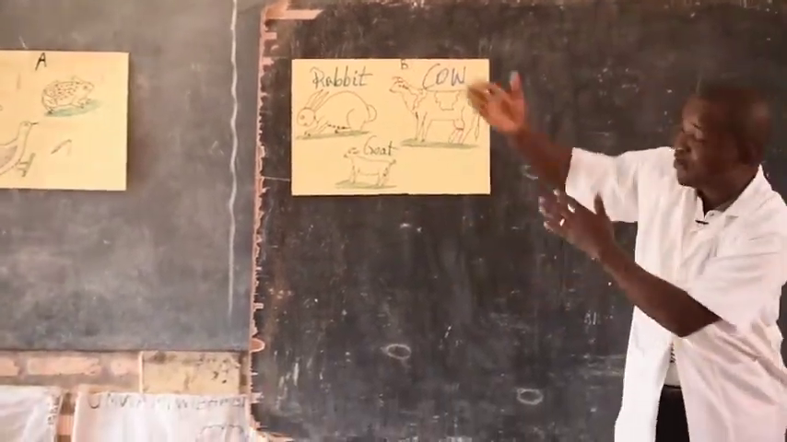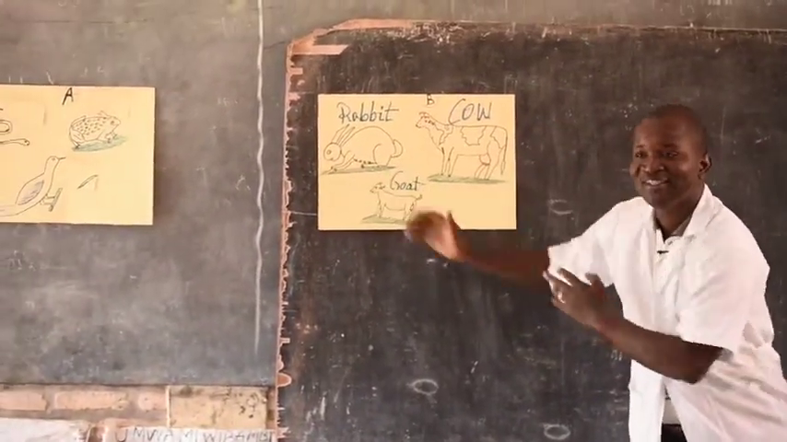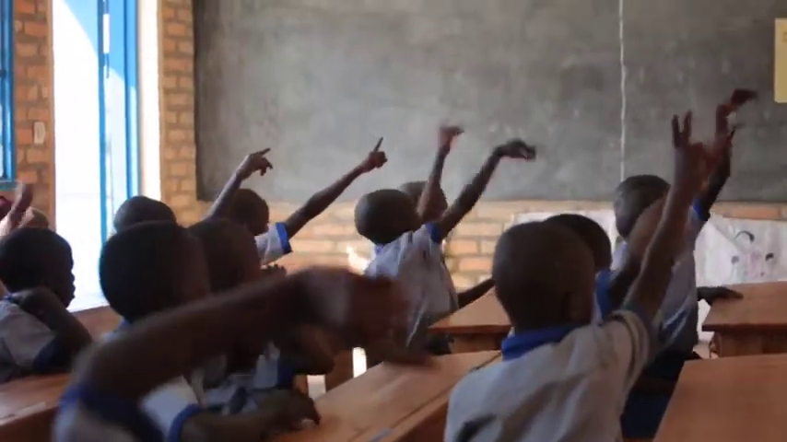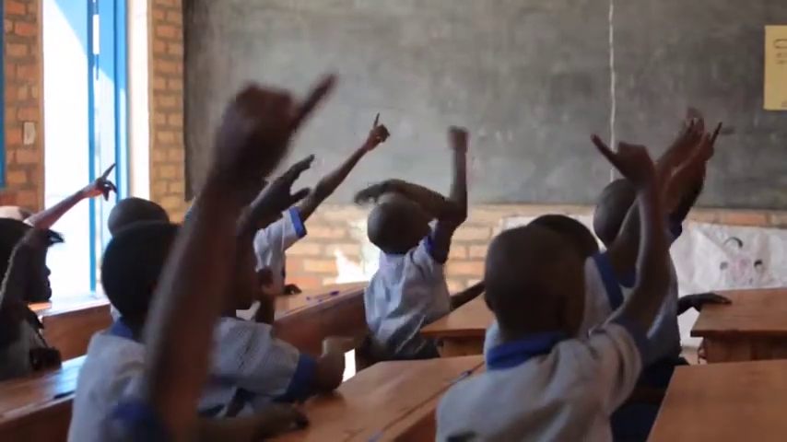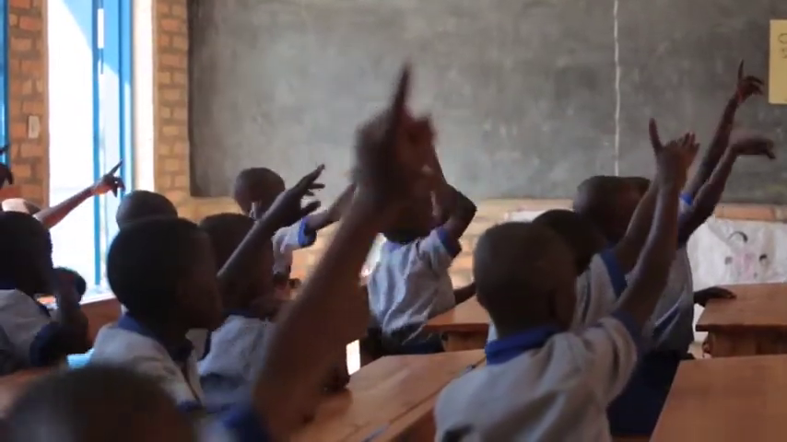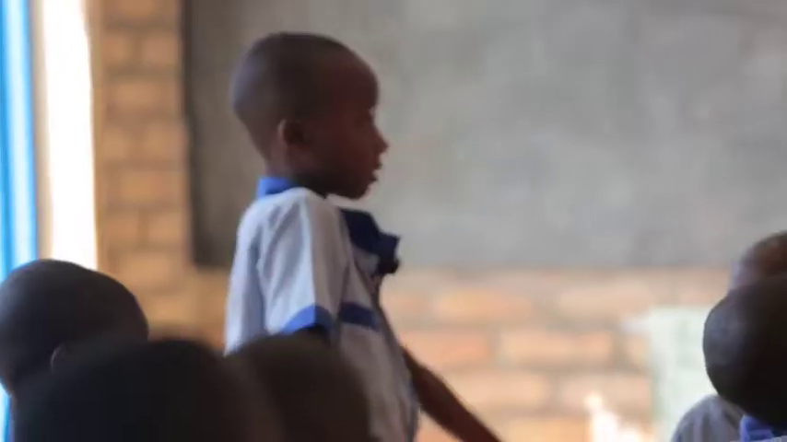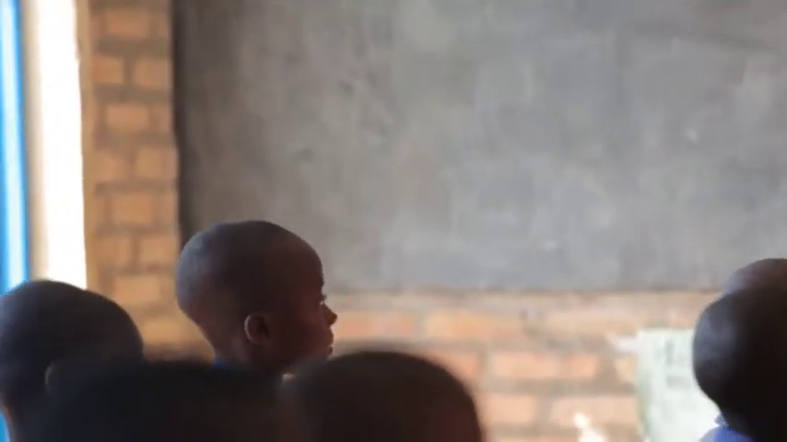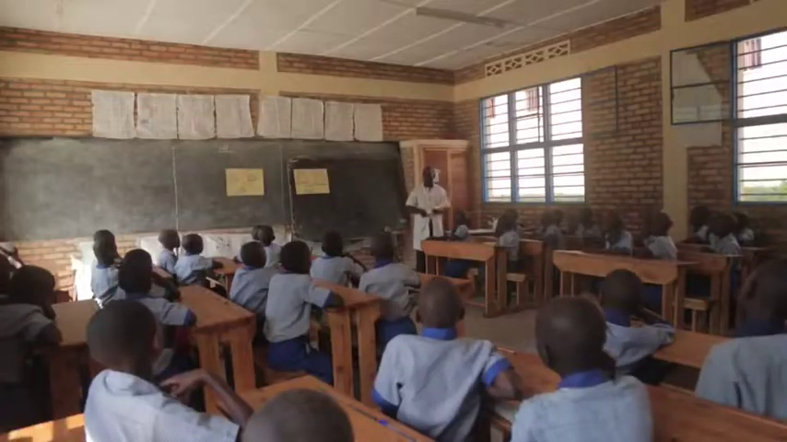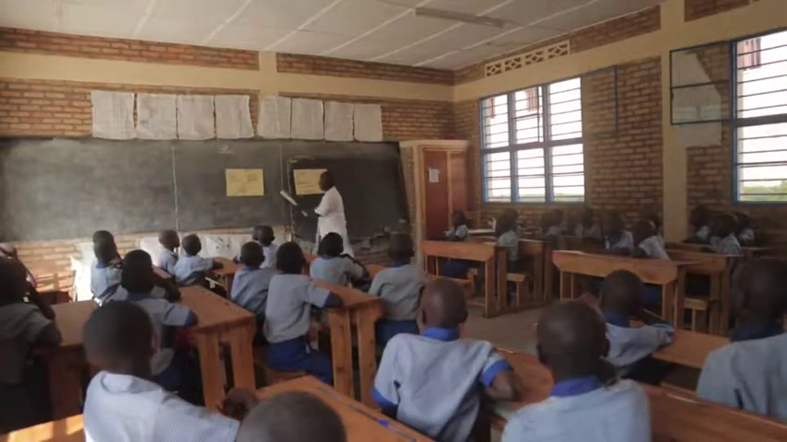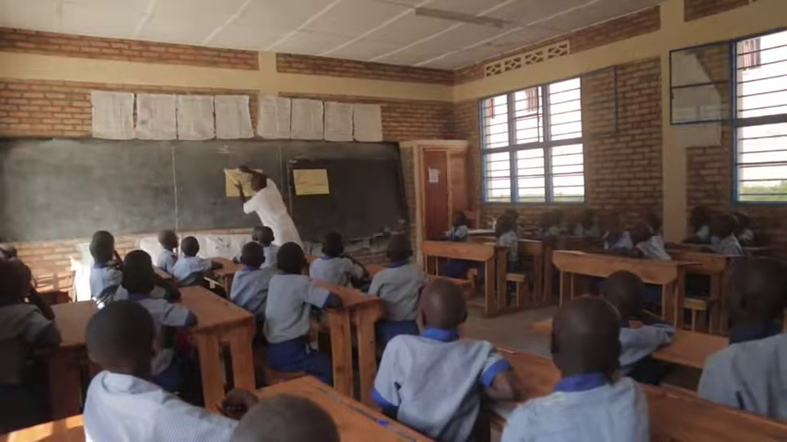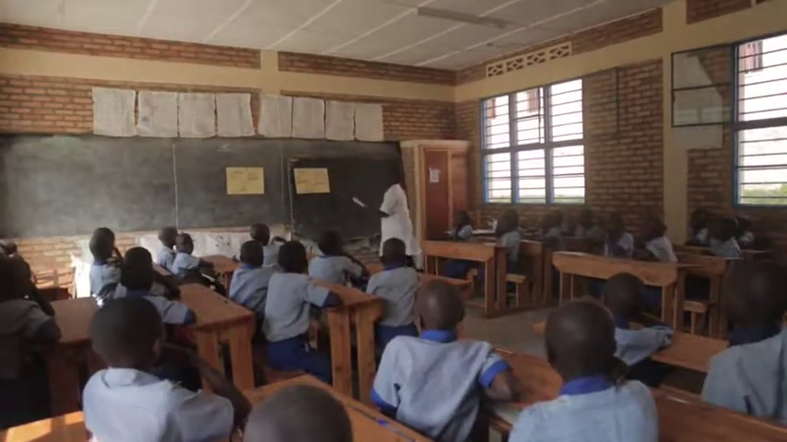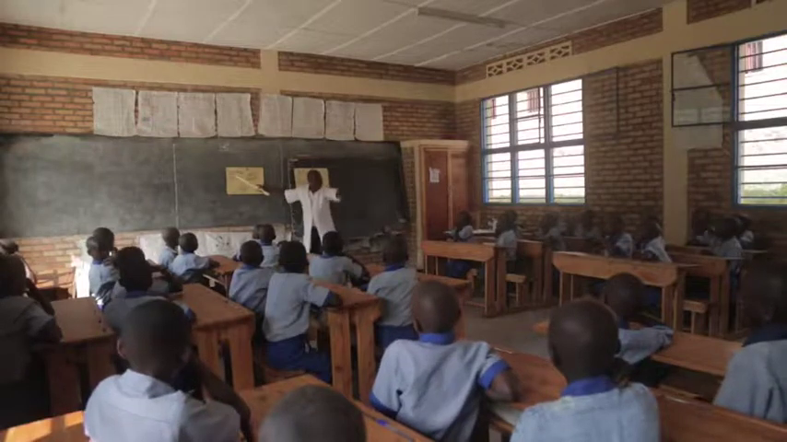Are you seeing all those animals? Okay, who can name this animal? Tell us the name of this animal. Cynthia, tell us. Snake. Repeat. Snake. All of them, you repeat. That one is a snake. Good. This is a snake. Thank you very much. All of them, you repeat.